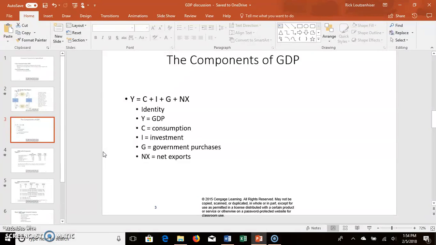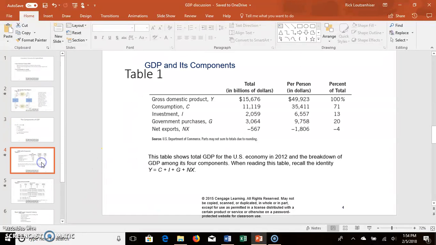And NX is net exports, which means I take the value of the things that I export and I subtract from it the value of the things that I import. And that gives me net exports. So let's look at an example here.